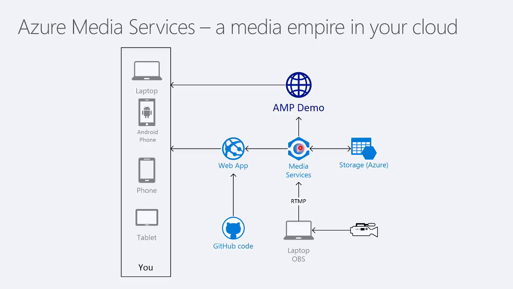So you might have a very high quality video, and you want to be able to stream that video to players that are on poor networks, perhaps. So you might want to have different bit rates for that video. Well, Media Services can create those different bit rates for you.